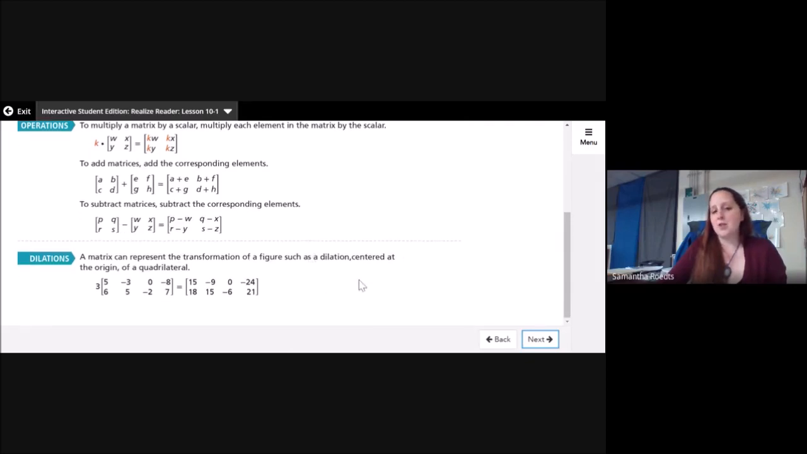A matrix can represent the transformation of a figure, such as a dilation centered at the origin of a quadrilateral. So in this case, these are my points. So remember, this first row is my X values, and my second row is my Y values, and then each column represents a point. And I'm multiplying in this case by 3 because it's a factor of 3. And that is the end of Unit 10, Lesson 1.